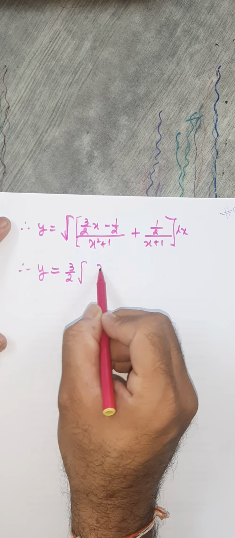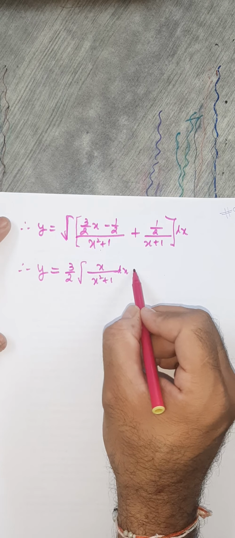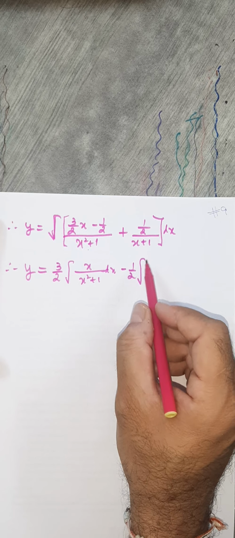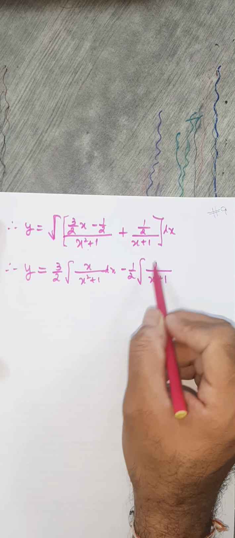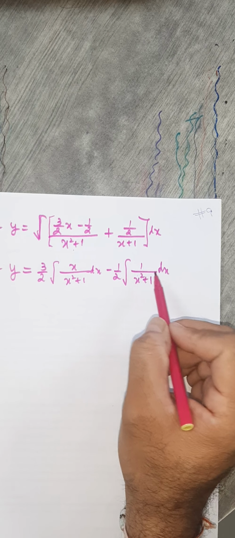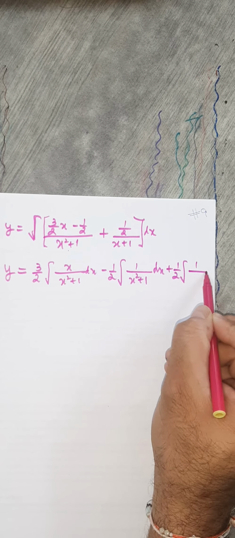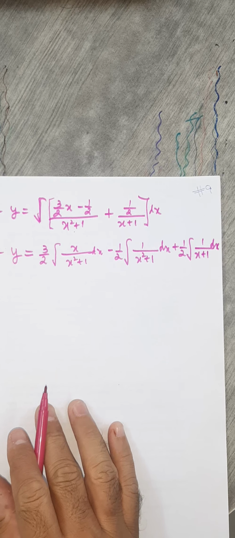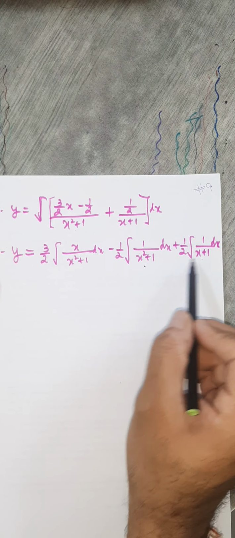3 by 2 x upon x square plus 1, minus 1 by 2 here. What is this? This would be 1 upon x square plus 1. You can integrate this very easily. And what about the last term? Plus 1 by 2 outside, integral of 1 upon x plus 1. Right? Just do individual integrals. Now these two are very standard forms.